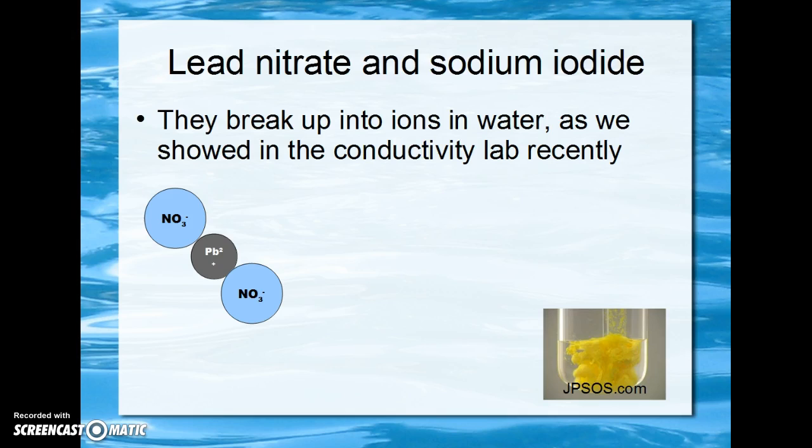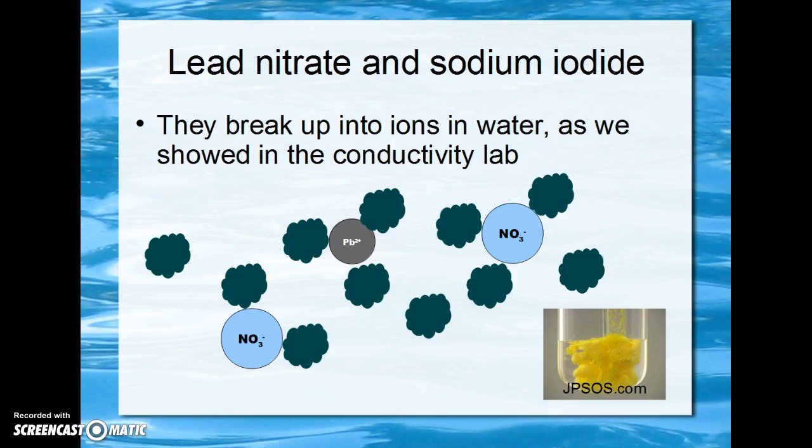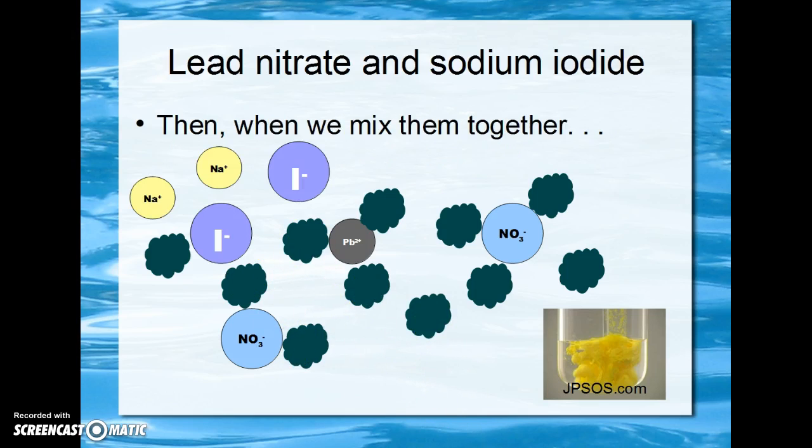Lead nitrate and sodium iodide break up into ions in water, as you recently learned in the conductivity lab. You can see here the lead nitrate breaking up into lead ions with a +2 charge and nitrate ions with a -1 charge. You can see the water as little green blobs separating them. Then the sodium iodide breaks up in water into sodium ions, Na+, and iodide ions, I-.